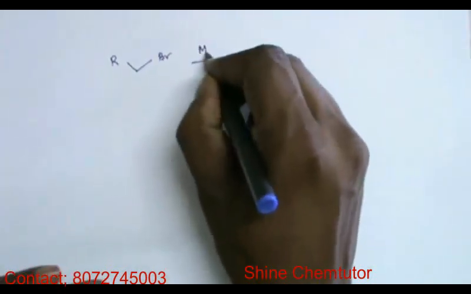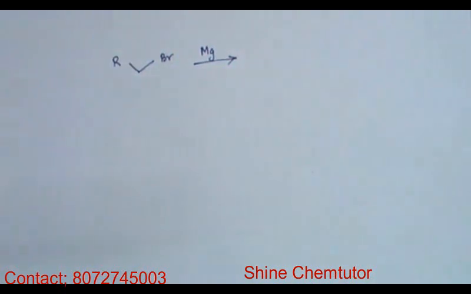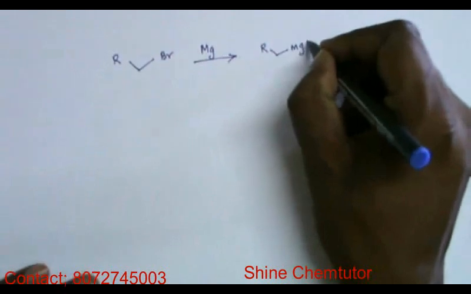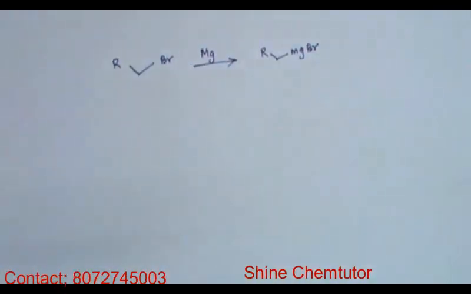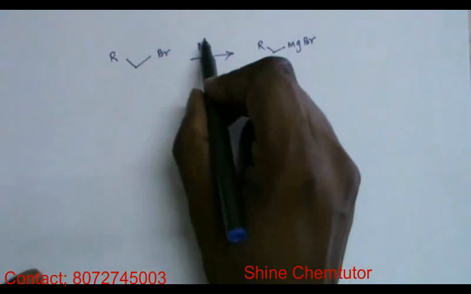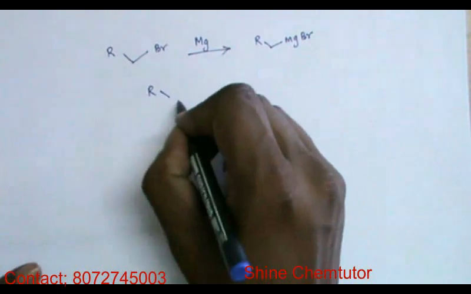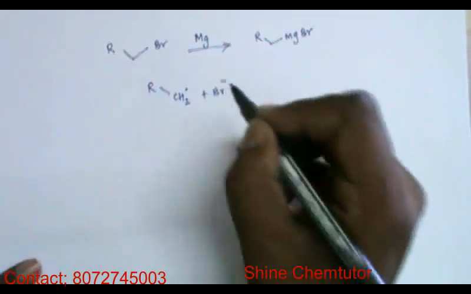If you add magnesium, what will happen? You may know we get Grignard reagent. What is the mechanism? It is nothing but single electron transfer mechanism, or you can say insertion. I can explain this based on single electron transfer. Initially, one electron is donated. So what we get is basically electron.